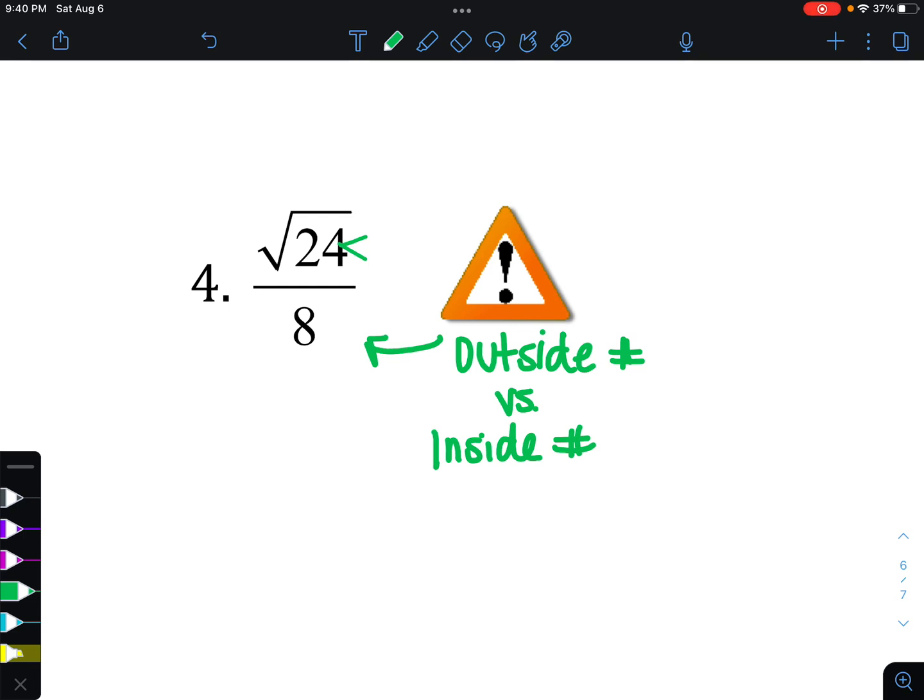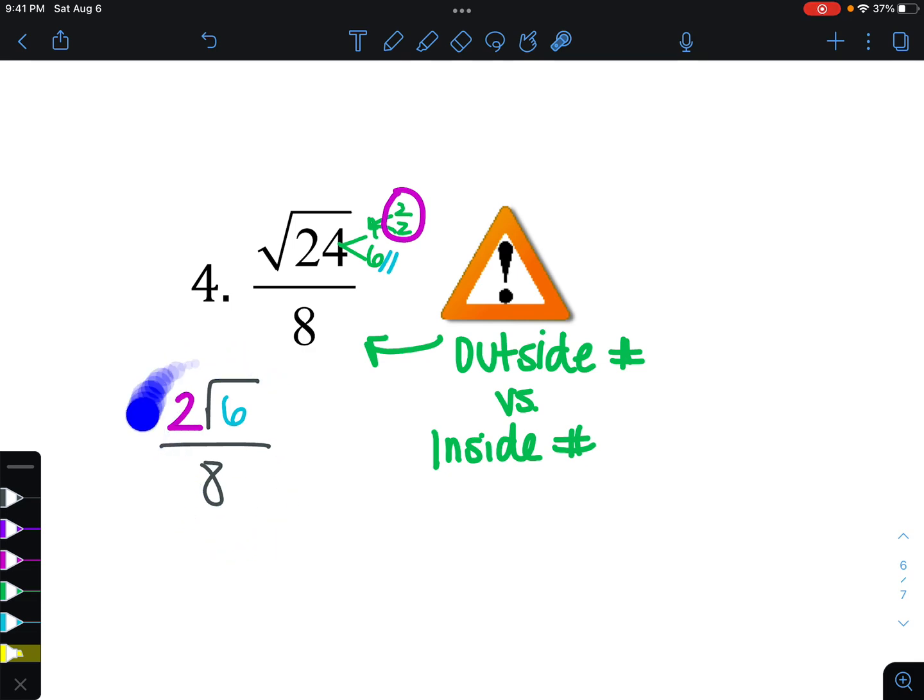The largest perfect square factor of 24 is 4, 4 and 6. This is 2 and 2. So my numerator is, the outside numbers are 2. The inside number is 6, right? The 2's got to partner up and escape. The 6 was left underneath. And then our denominator is 8. That stayed. We can't simplify 8, right? So we were able to simplify the numerator.